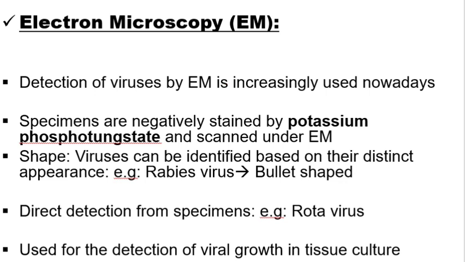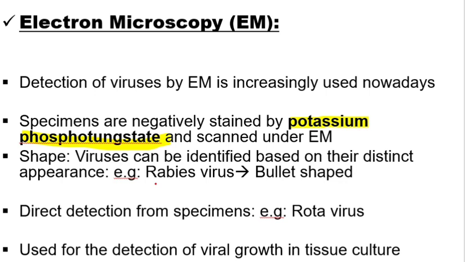So electron microscope is used, which allows the direct visualization of the virus particle based on their morphology, size or structural features. So here the specimen is mixed with heavy metal stains like phosphotungstic acid, which increases the electron scattering and image contrast. So after the staining, we have to observe this under electron microscope. So different shapes of the viruses can be identified.